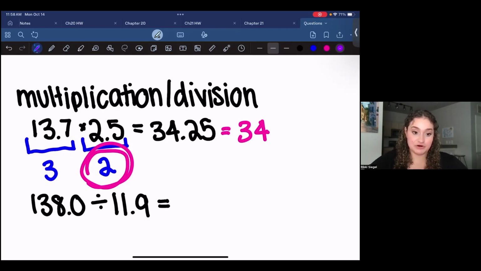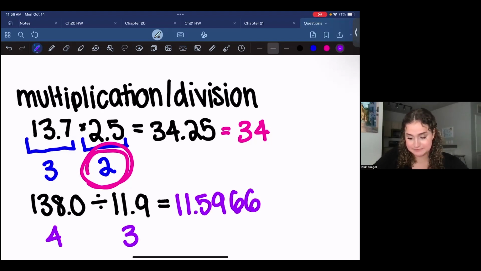In this next example, our first number has 4 significant figures. Again, this trailing 0 is significant because we have a decimal point. Our next number only has 3 sig figs. So when we divide them, our answer can only have 3 sig figs. When I plug this into a calculator, I get 11.5966. However, my answer must only have 3 sig figs, so I'm going to round to 11.6.